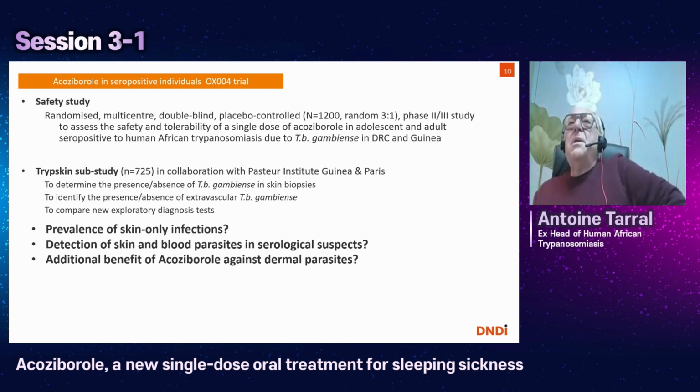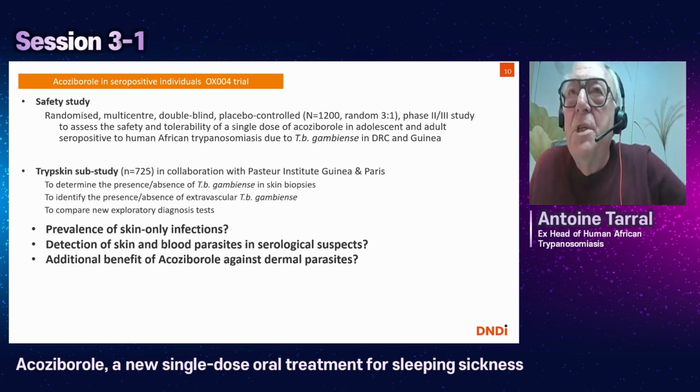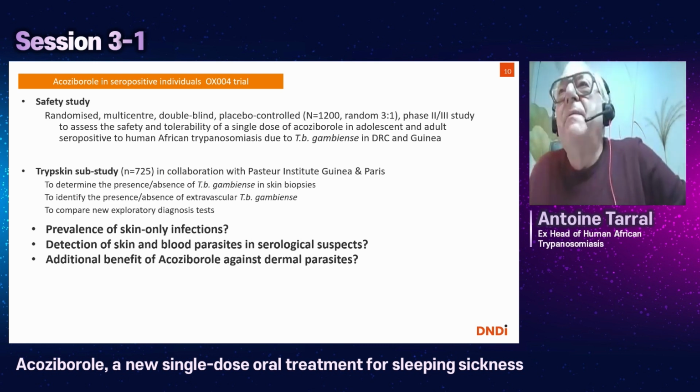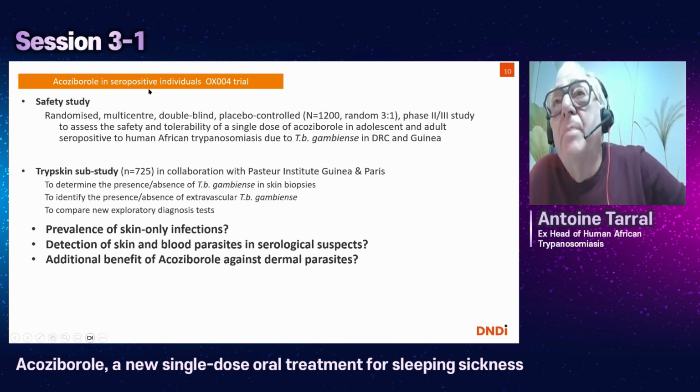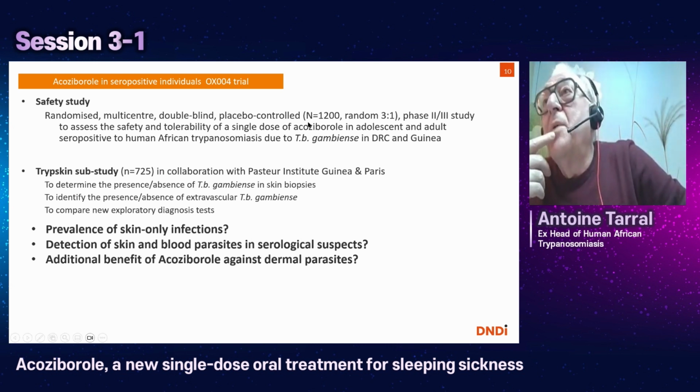To go in this direction, we have conducted a new study in this serosuspect population, which was a double-blind randomized study versus placebo, because this population are not parasitologically positive; they are just suspects. And in this study, we have included 1,200 individuals, randomized 3-to-1.